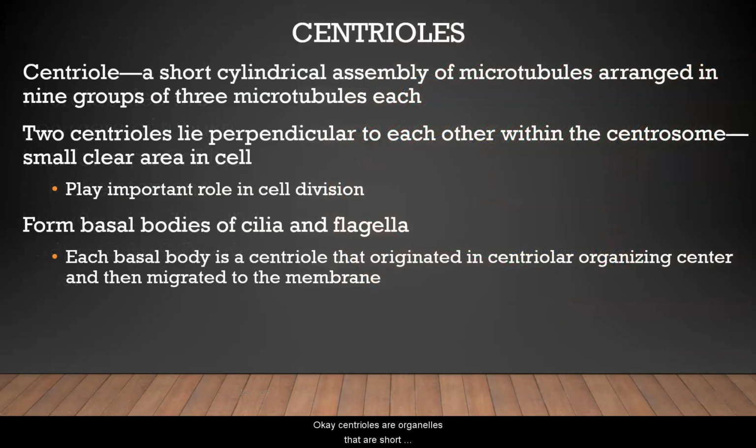Okay, centrioles. Centrioles are organelles that are short cylindrical assemblies of microtubules that are arranged in 9 groups of 3 microtubules each. Two centrioles lie perpendicular to each other within the centrosome, which is a small, clear area in the cell. They play an important role in cell division, and you'll learn more about them when we get to that topic. They form the basal bodies of cilia and flagella. Each basal body is a centriole that originated in the centriolar organizing center and then migrated to the membrane.